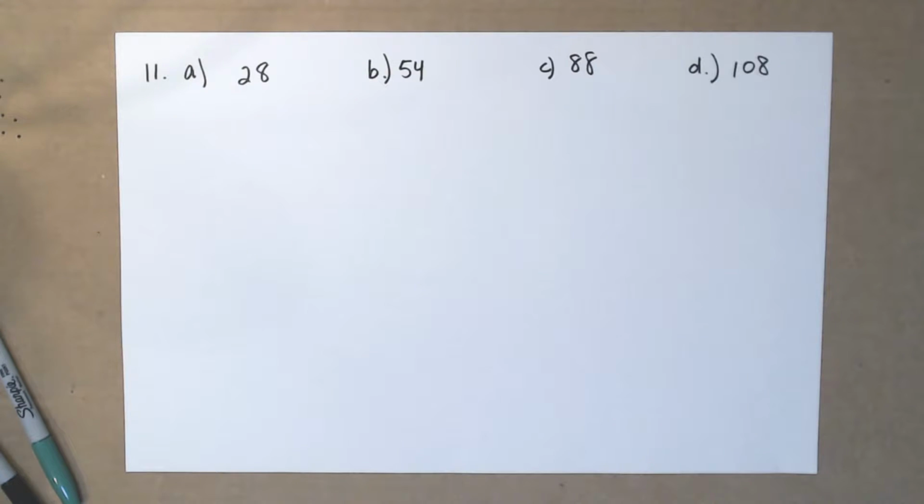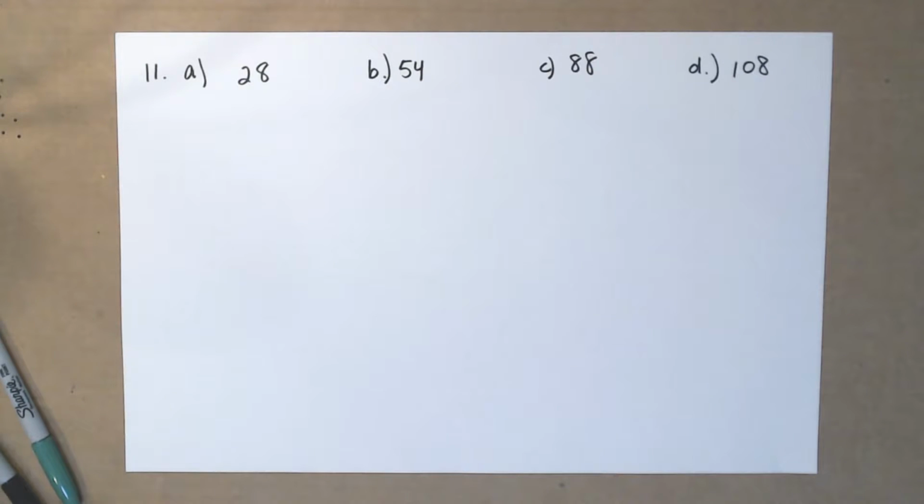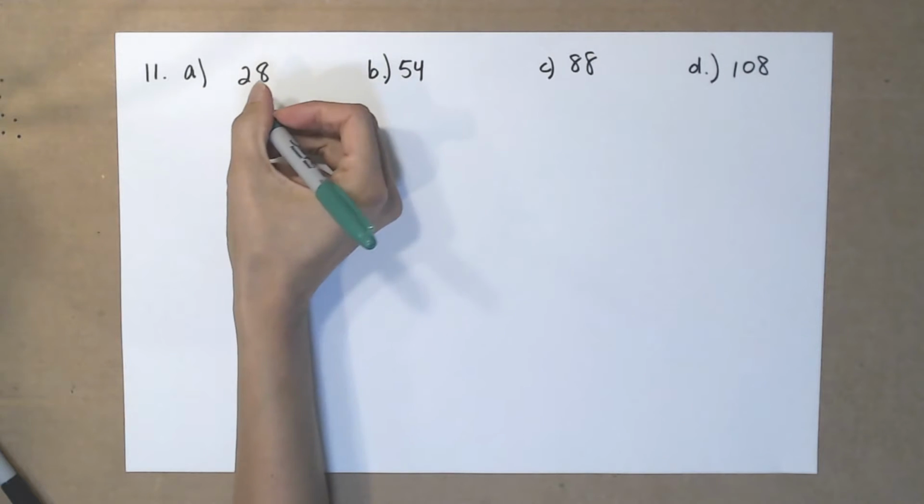All right, number 11. It tells us to find each as a product of prime factors using exponents. So we're doing a prime factorization and we're using exponents. So the first one is 28.